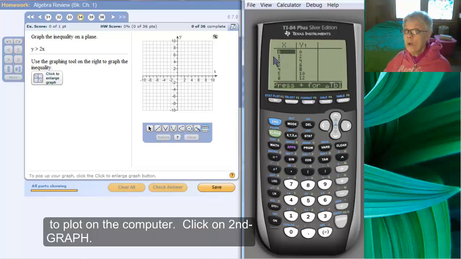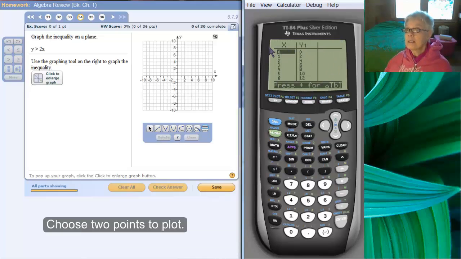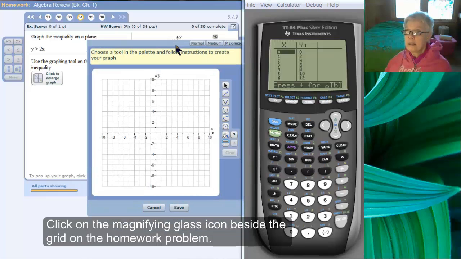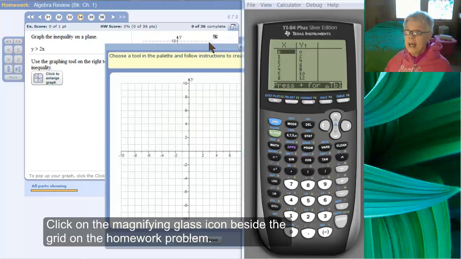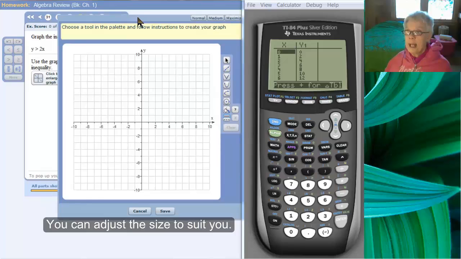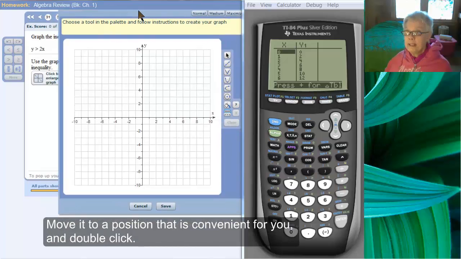So let's get some points by saying second graph. Get a couple of points there. Now come over here. And we hit the magnifying glass to make this larger, and now I'm moving it into place so I can work with it.